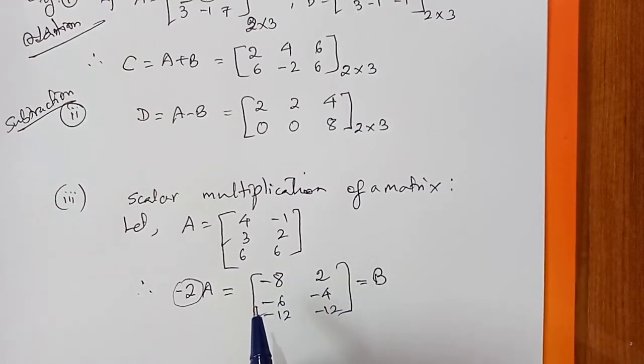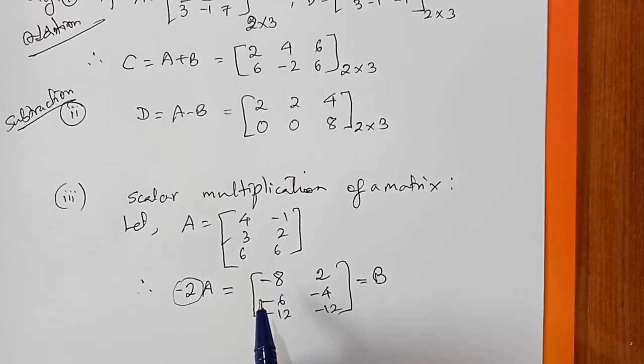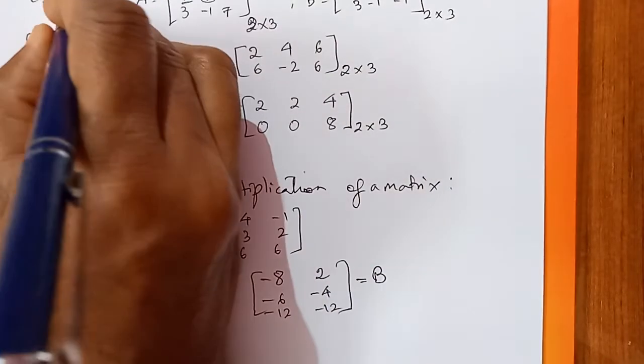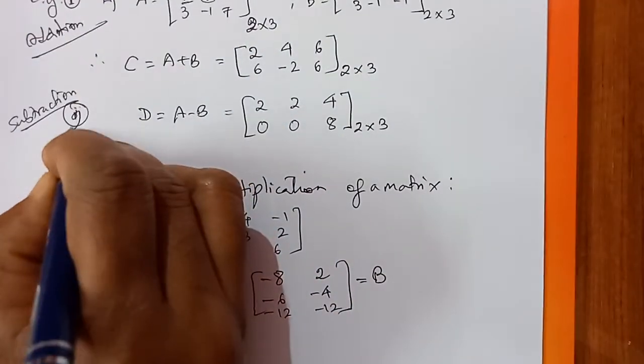So these three are very simple: addition of matrices, subtraction of matrices, and scalar multiplication of matrices. These are very simple. Here you give the numbers like this.